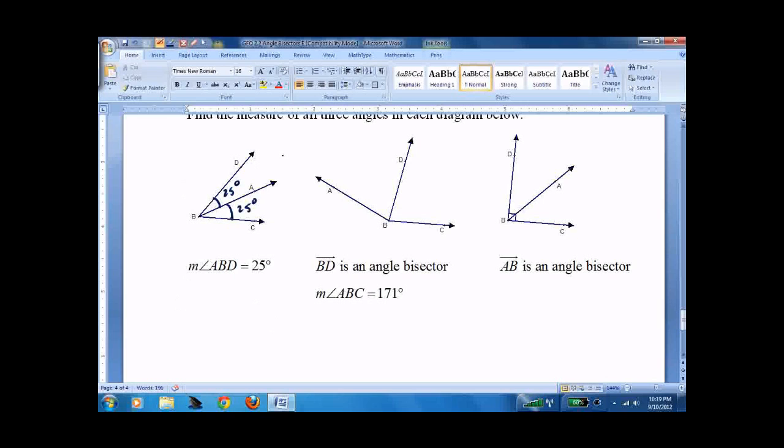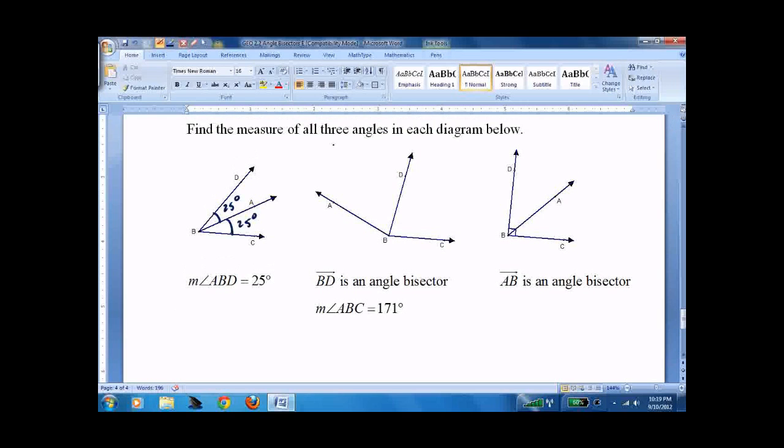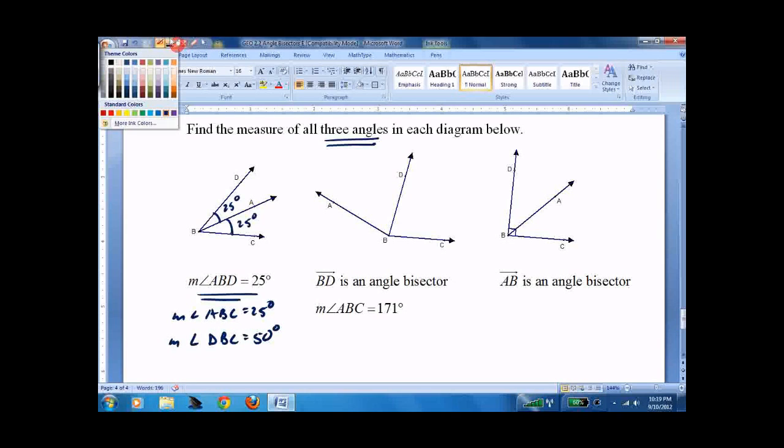So I've asked for three angles. So you can see two. They've already given one. Measure of angle ABC equals 25 degrees. Measure of angle DBC equals 50 degrees. So there's three angles. Here we say BD is an angle bisector, so I immediately draw this in. And the whole angle is 171 degrees.